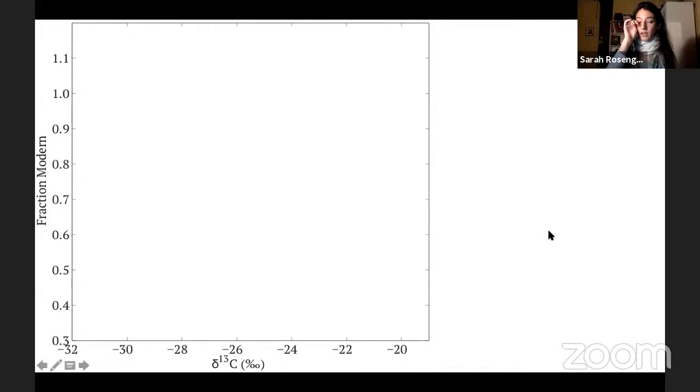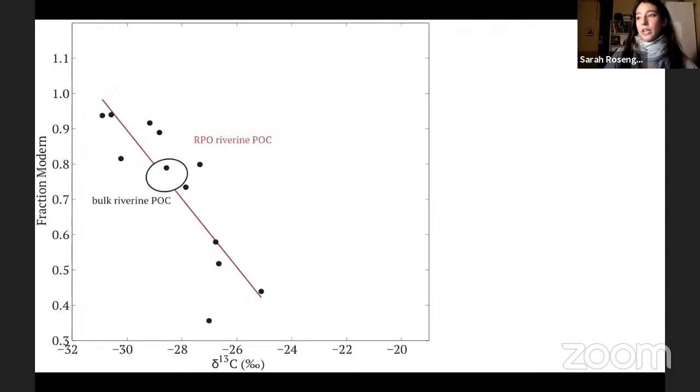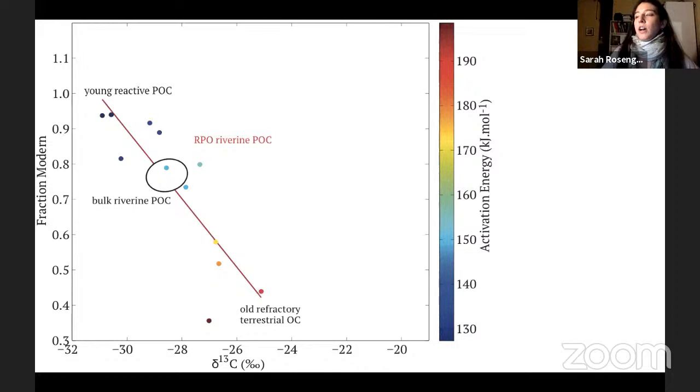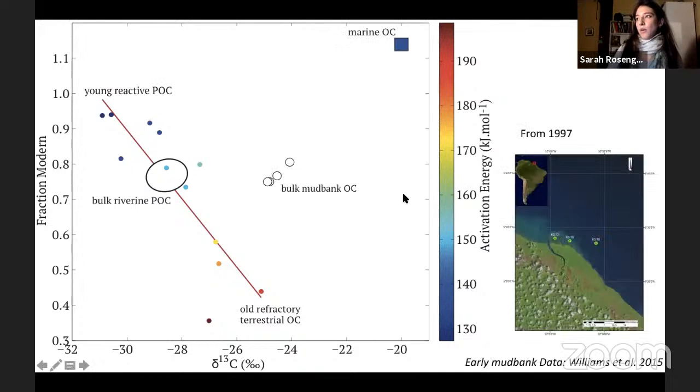So to start, we're going to look at things in fraction modern against delta 13C space again. Here's a composition of bulk POC at Obidos that I was just talking about. And here is when you separate out the POC into different gas fractions from the ramped oxidation, the RPO method. And then this is when you convert it to activation energy. Like I had just showed you, the young POC soil pools are associated with the lower activation energy organic matter pools, and the older stuff is associated with higher activation energy pools. And now this is how they look compared to the isotopic signature of the marine end member in the upper right corner, which is what you would expect for Atlantic Ocean primary production derived organic carbon.